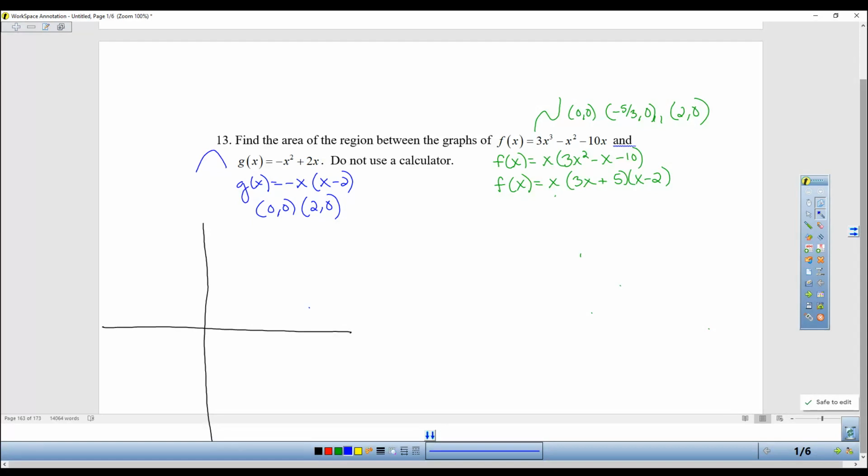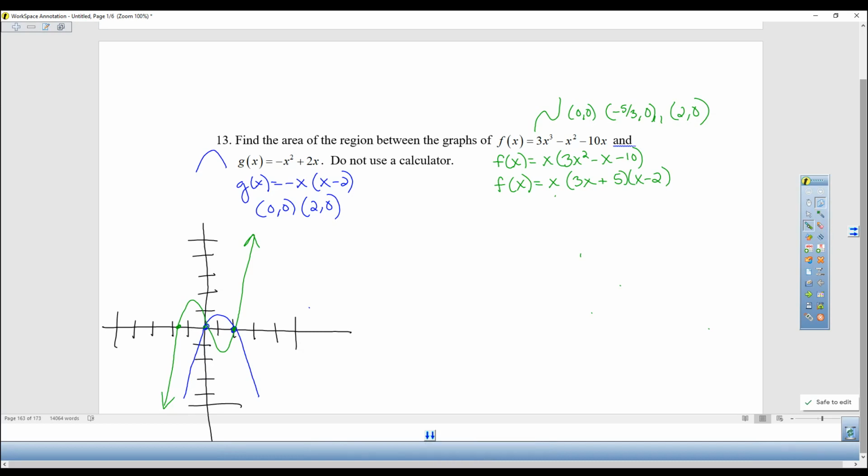Let's see, I'll make the parabola first. Hope you're making the graph as well and not just waiting for me to do it. So 0, 0, 2, 0, and this is a downward parabola. And then my cubic function, negative 5 thirds, which is the same as negative 1 and 2 thirds, and 0 and 2. And it's cubic, so it goes up and then down and then up again.